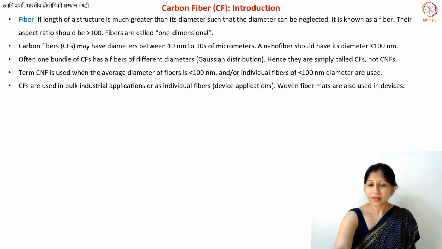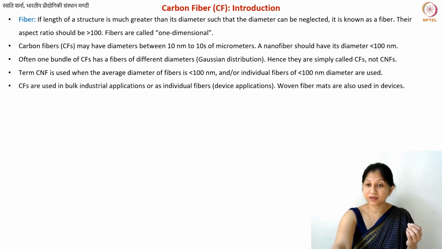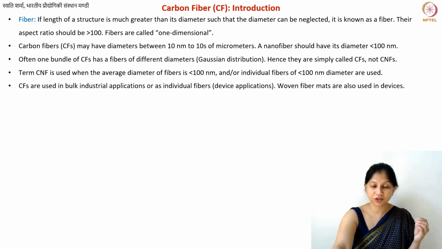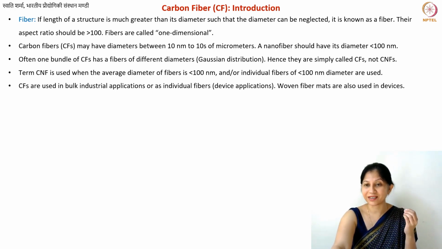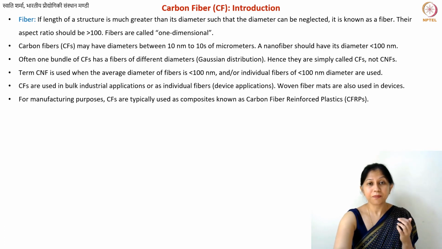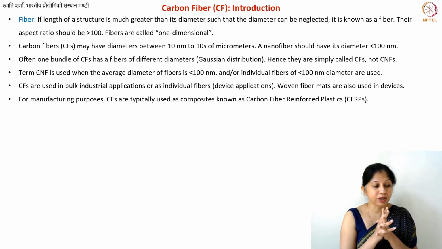Okay, you know this rule, which is also valid here: if something is smaller than 100 micrometers, we call it a microstructure. Something smaller than 100 nanometers, we call it a nanostructure. So this is also valid for fibers. Of course, we are going to measure the diameter and not the length, because length can be several millimeters or even centimeters. Okay, so now we come to the manufacturing of carbon fibers.